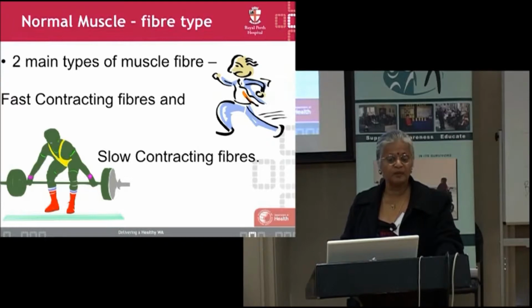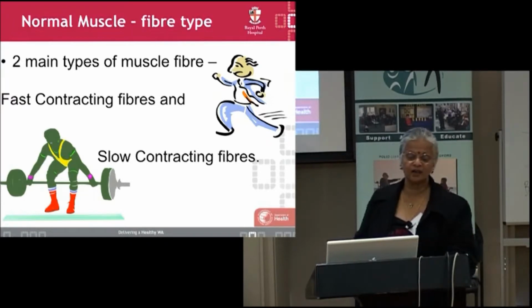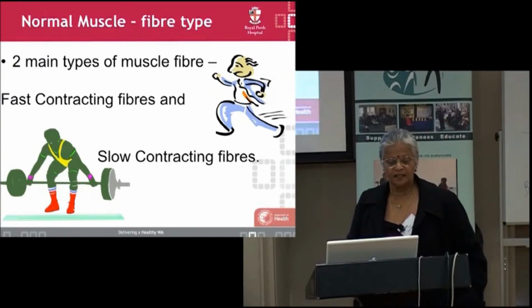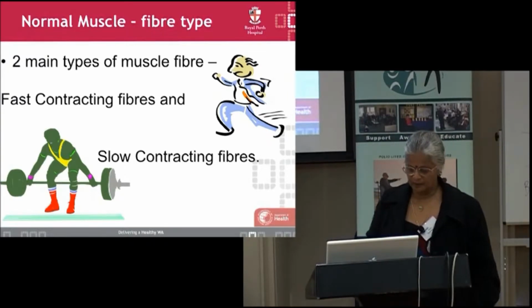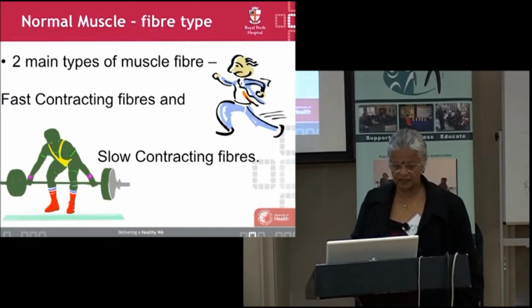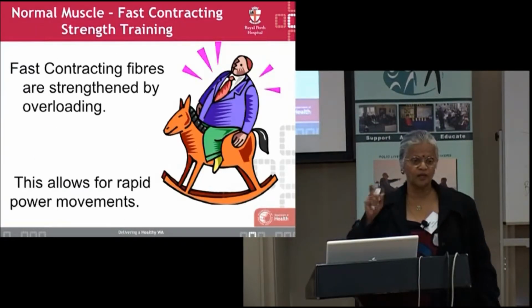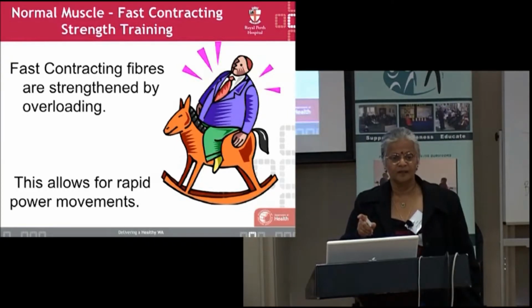To recap, there are 2 main types of fibers. There's fast-acting, contracting fibers. These are your running, moving fast fibers. Then there's the slow contracting fibers, right, so that demands static contraction. Fast contracting fibers are strengthened by overloading in a normal muscle, okay? That's the point I made.